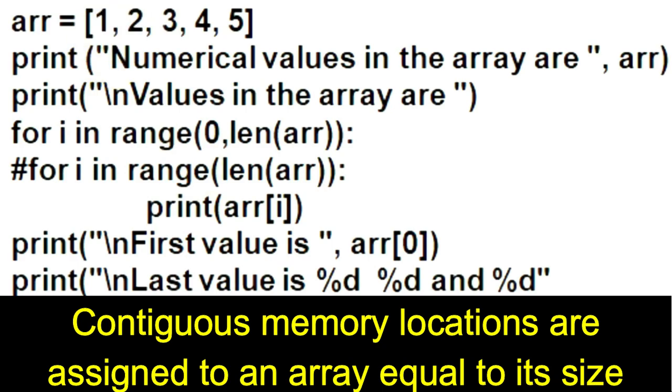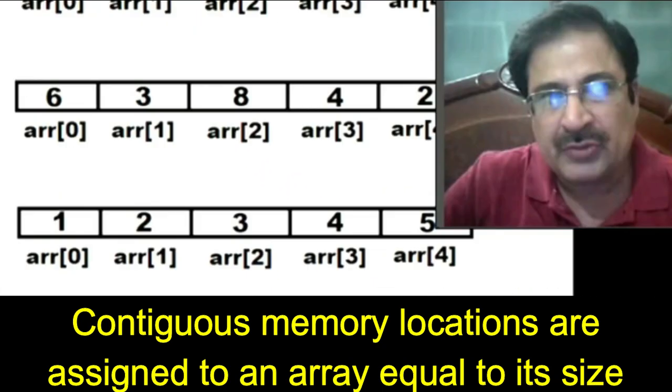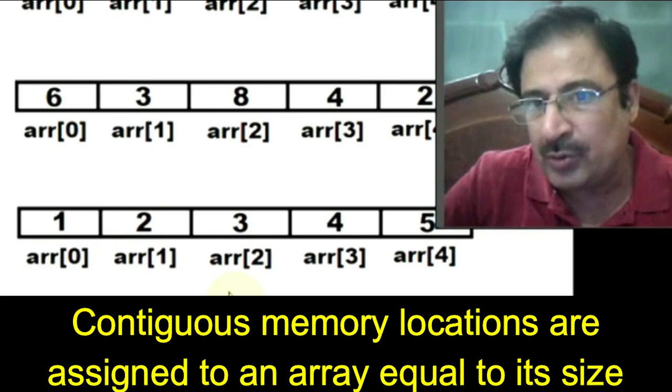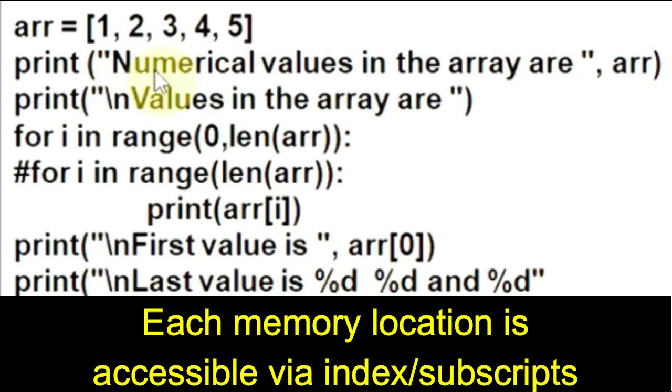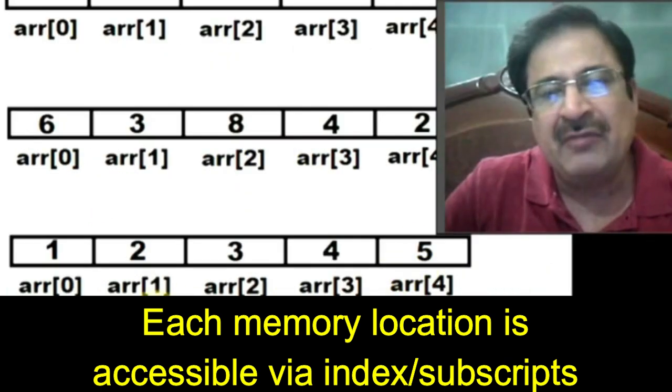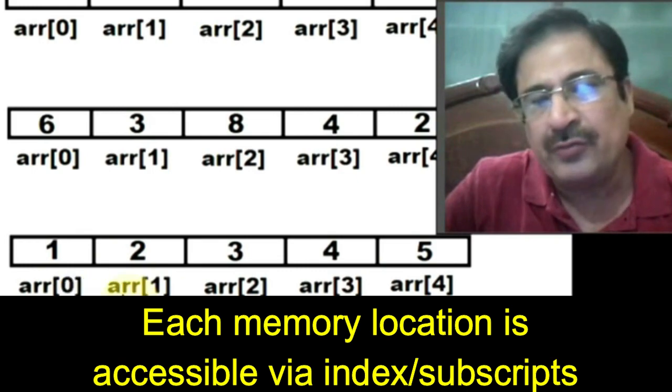And obviously this 1 will be assigned to array 0 index location. This 2 will be assigned to array 1 index location, and so on. You can have any values, 65, 82, whatever. Just to make the program simple, I am taking this sequence of values, and obviously they will be assigned to the index locations from 0 till 4.